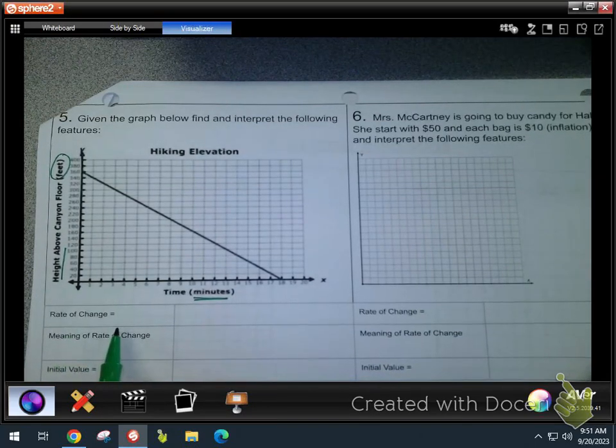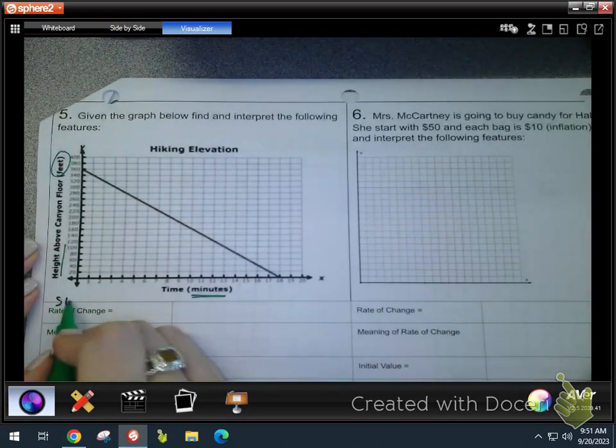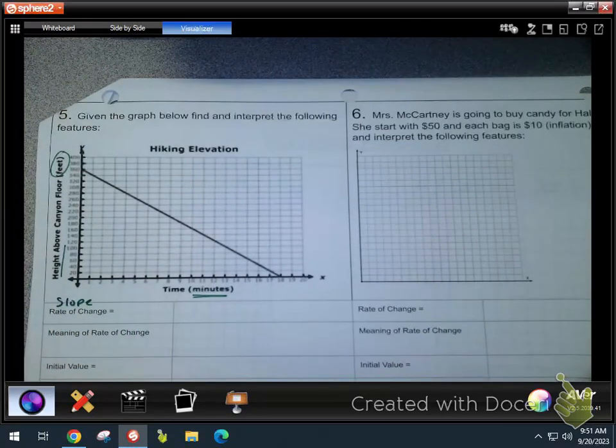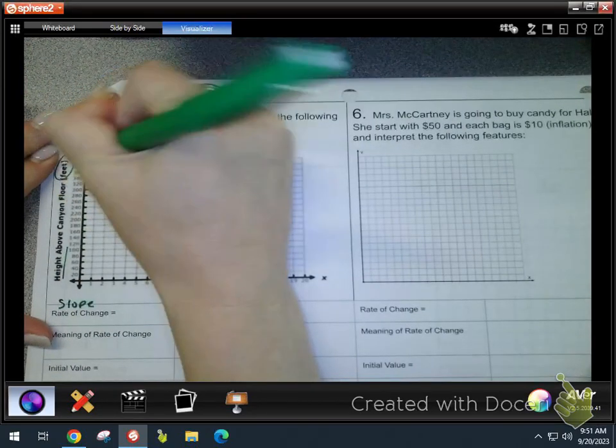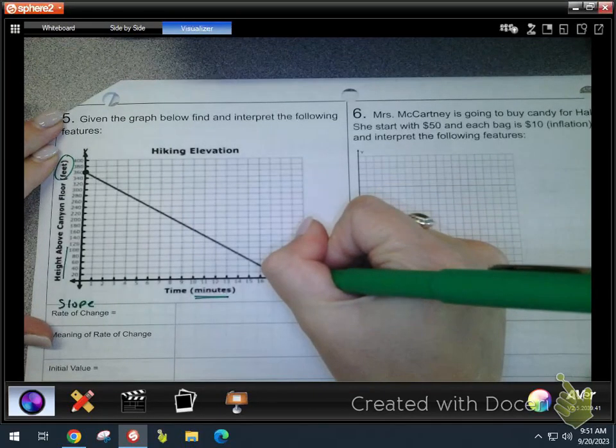Rate of change. We need to calculate it. Let's talk about the meaning. What does rate of change mean? Slope. You might want to write that. How many points do you need? 2. All right, let's grab 2 points. 2 pretty points. You know what I think I'm going to use here? 4, 2, it's all even numbers. These numbers are kind of crazy. I think I'm going to use my intercepts here.